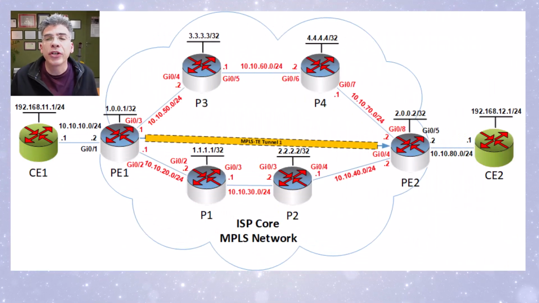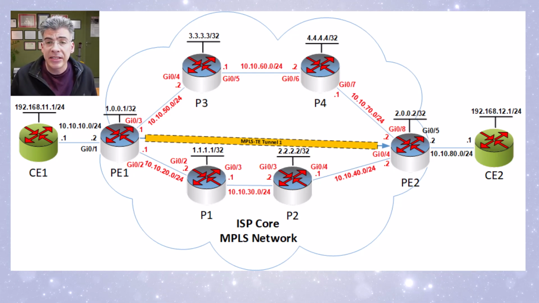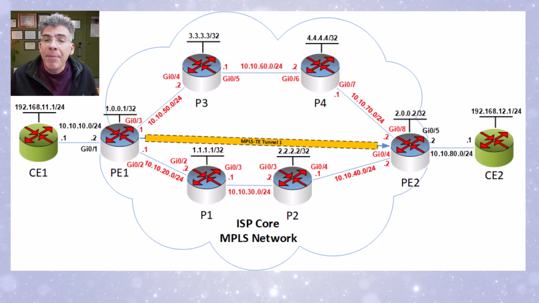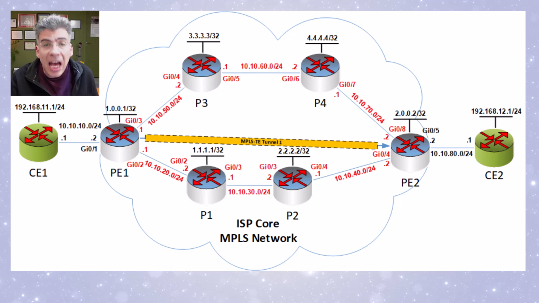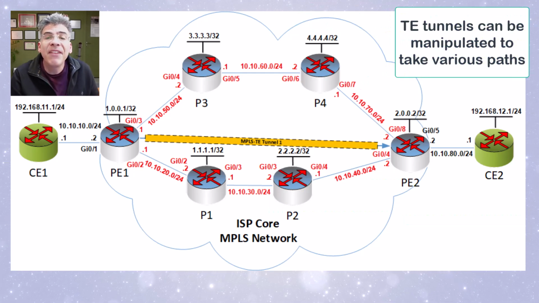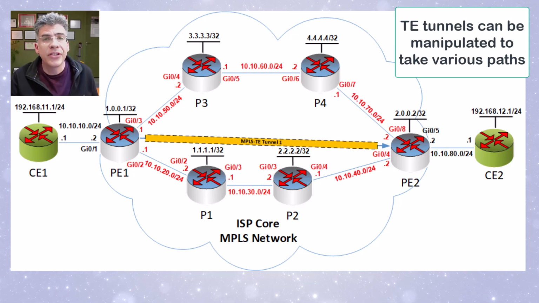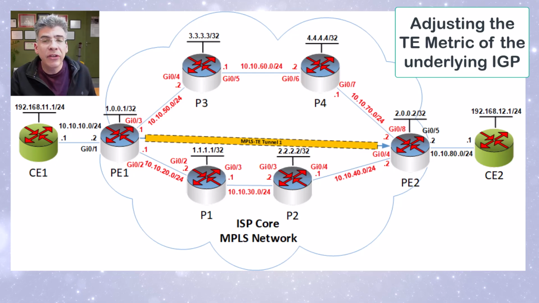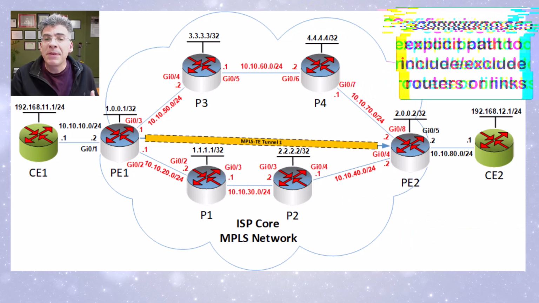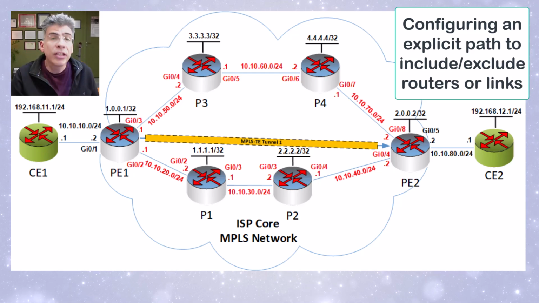We've been going through a lot of different configuration features when it comes to an MPLS-TE topology and its capabilities. One of the things that we've touched on in the previous video is the way in which MPLS tunnels can be manipulated to take various paths throughout such a topology. We looked at two methods to do this: adjusting the TE metric, as well as configuring an explicit path where specific routers or interfaces are either included or excluded from the path.